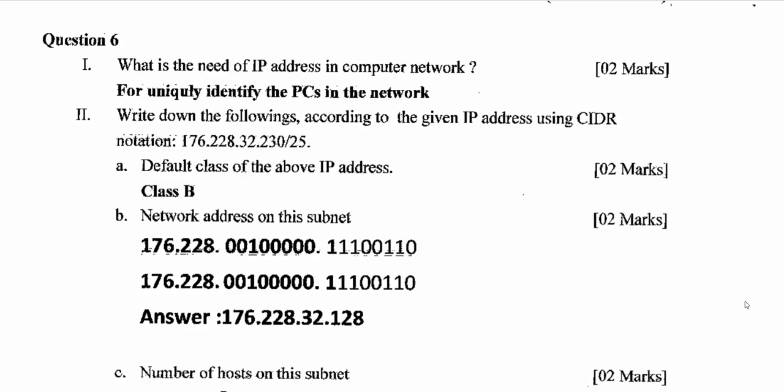Write down the followings according to the given IP address using CIDR notation. Default class of the above IP address. So when you check the address is within class B range, therefore class of the IP address is class B.